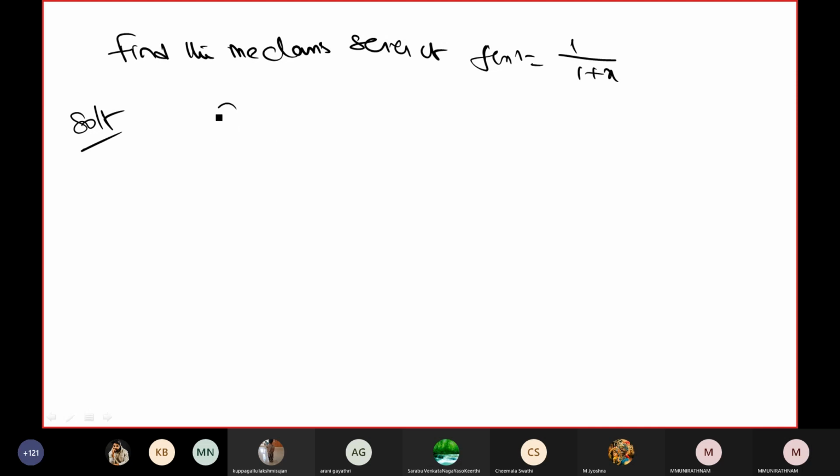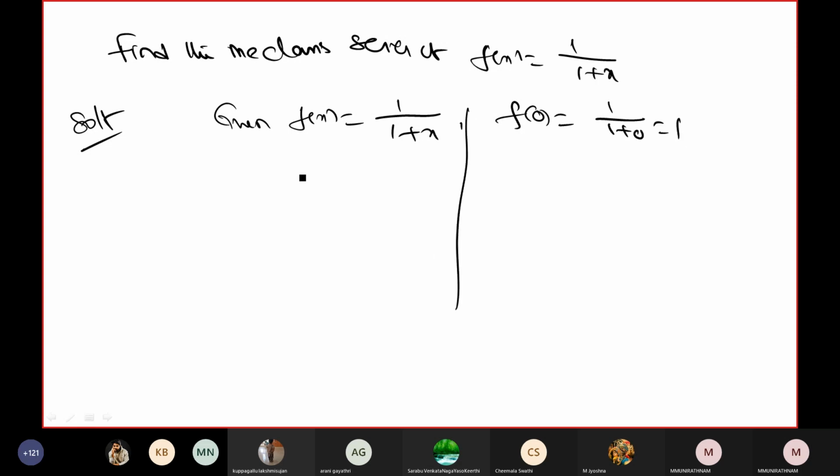Do you understand? So given f of x, what is given f of x? 1 by 1 plus x. So f of 0, what is f of 0? So what is the derivative of f of x? Anyone? What is the derivative of 1 by 1 plus x? Anyone?